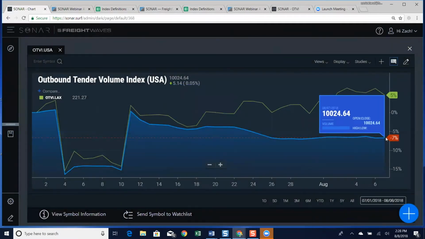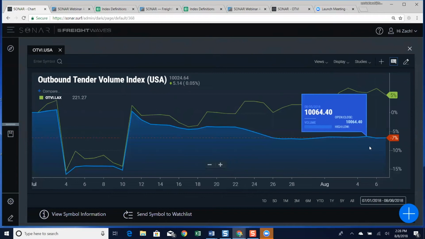my national outbound tender volume index has moved down 7 percentage points. So my volume has actually come down about 7%, whereas the LA volume has actually increased 5%, which makes sense because LA is seeing more volume come into it over the last 38 days or so, whereas the rest of the industry has decreased. Perfect. So now LA basically has more market share in terms of accepted loads in the overall market. I hope that answers the question.